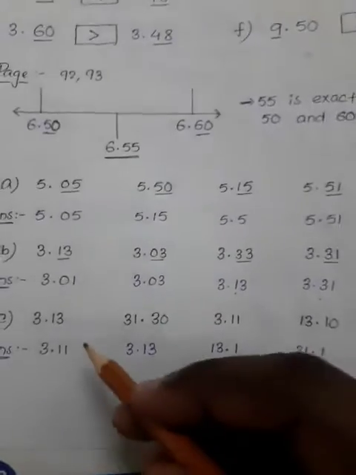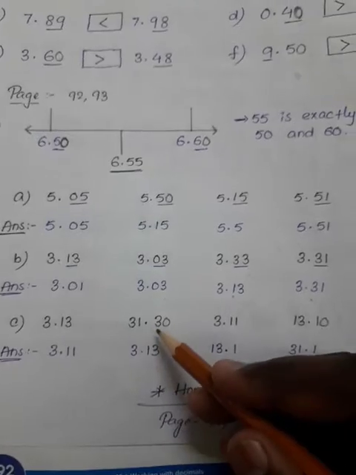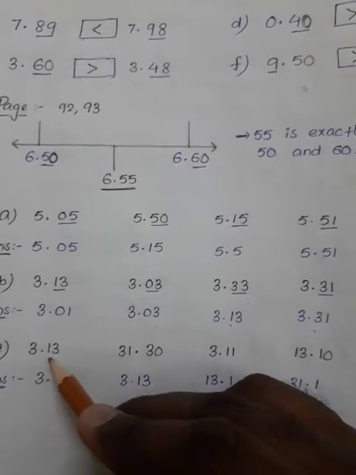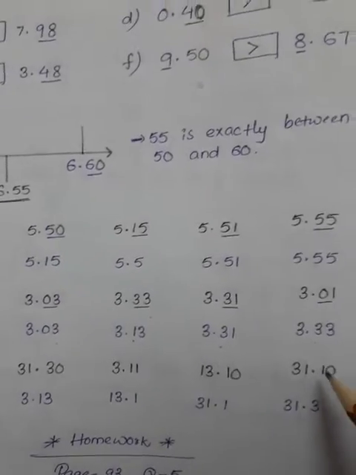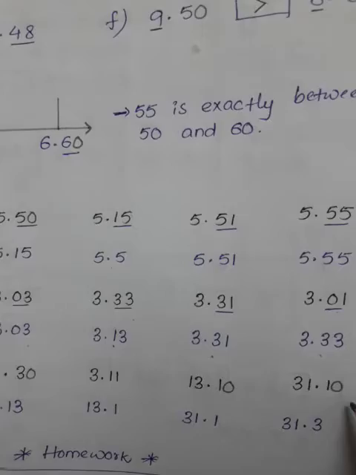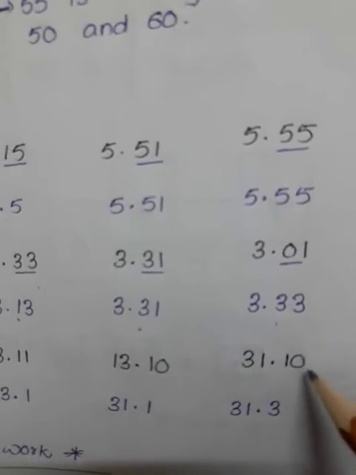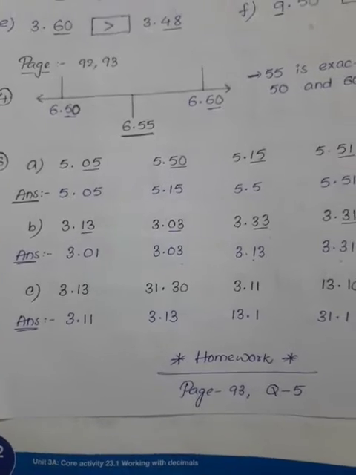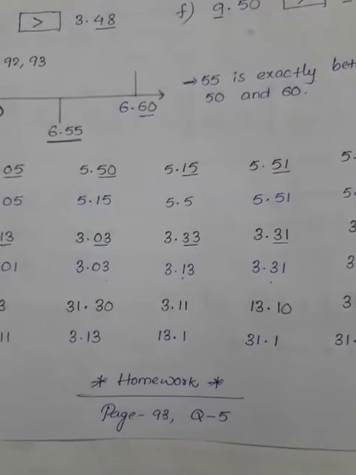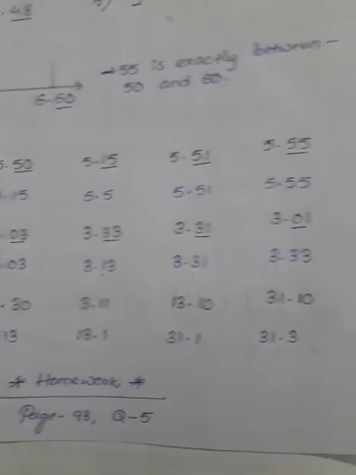Okay, now this one, 3.13, here 31.3 only. So I add 0 because after the decimal most of the numbers have two digits. So 31.3, 3.11, 13.10. I change it here to 31.30. Wherever there is pencil, that means I added 0. Okay, so which is the smallest one? The smallest one is 3.11. Next is 3.13, then 13.1, then 31.1, then 31.3.